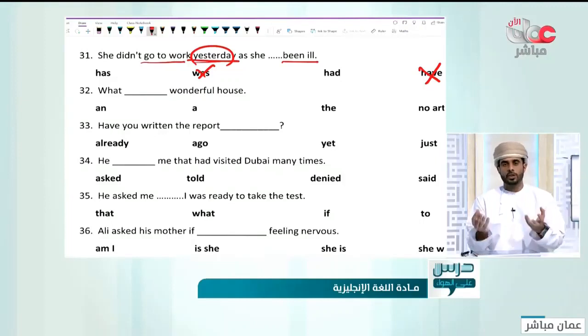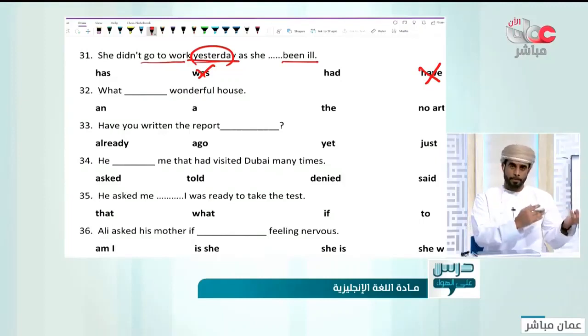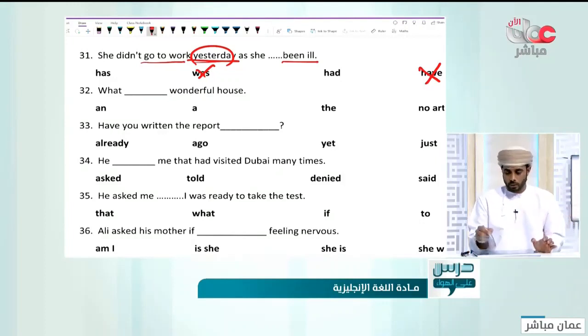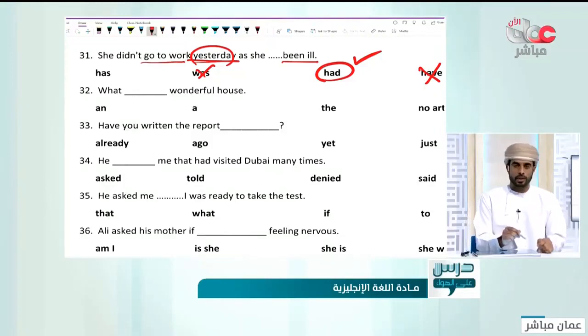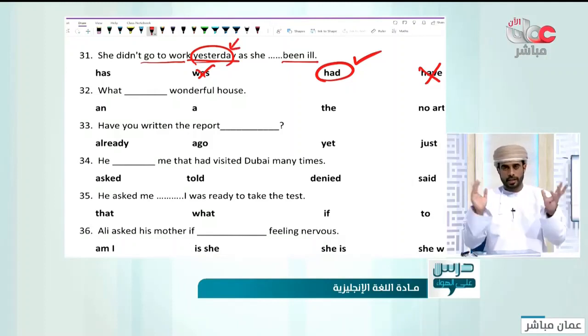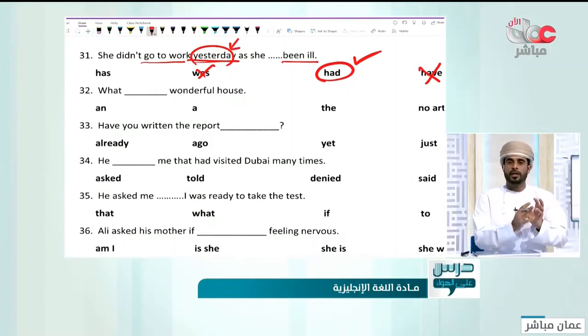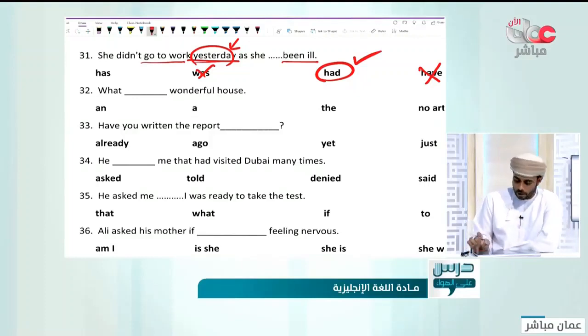And these two things happened a long time ago. So we would say had been ill. She had been ill. And if we assume that she is still sick, we can use the word has. But since we have the word yesterday before, let's say it is something that happened and finished in the past. Good.